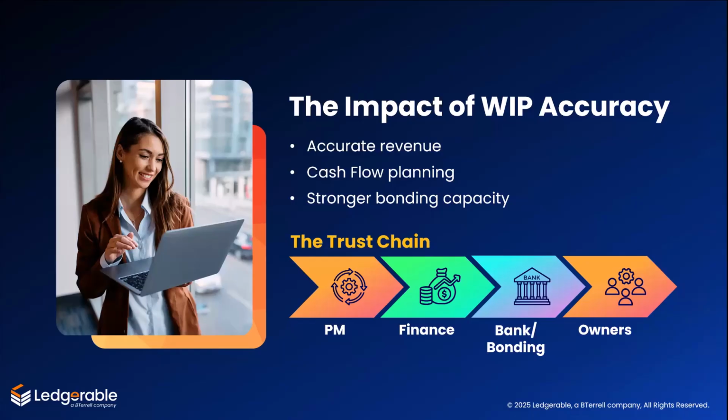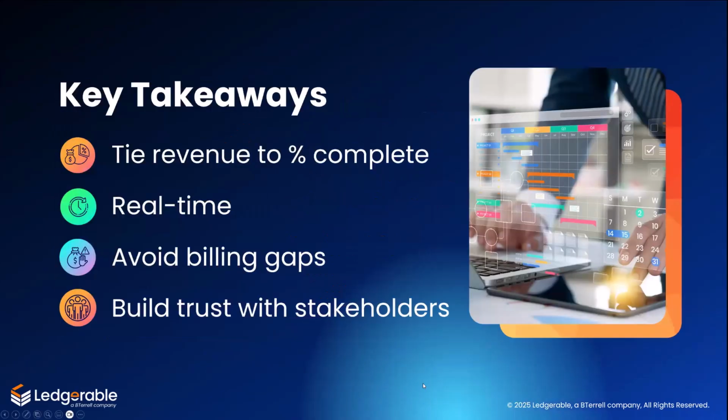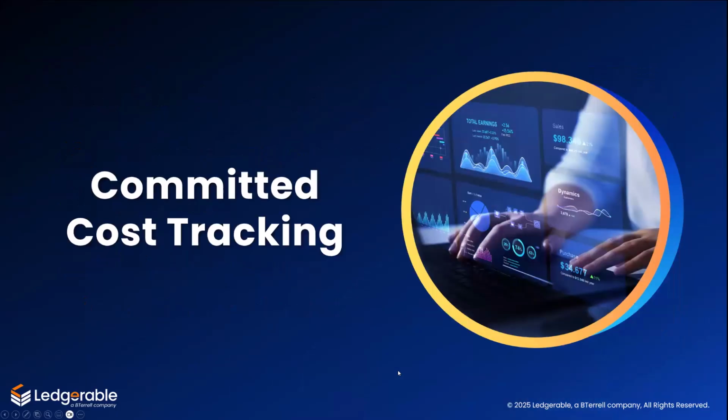To wrap up, WIP is more than a financial exercise. It's about trust, compliance, and cash flow. When you automate WIP with real-time job cost data, you're not only protecting your margins, you're protecting your credibility. Now, let's move on to our third KPI, committed cost tracking, which builds on what we just covered by showing your future obligations before they hit AP.